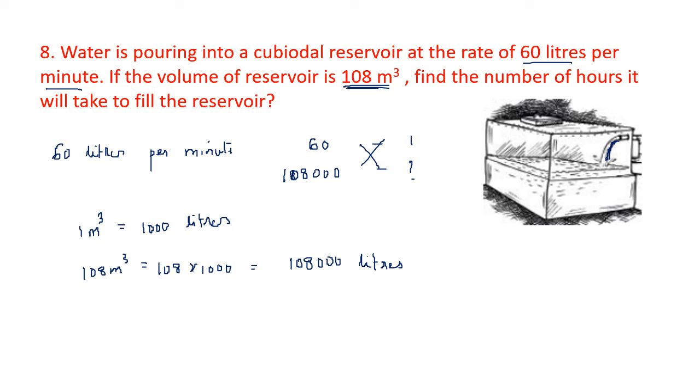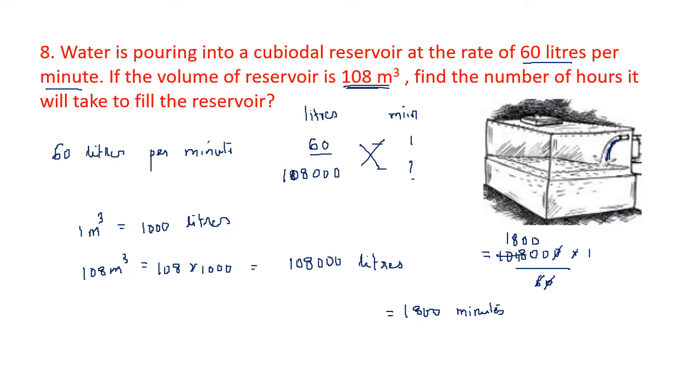So if you cross multiply, you will get 108,000 into 1 upon 60. 0 and 0 will get cut. 6 ones are 6, 6 eights are 48. So 1800 minutes, because we are comparing the minutes. We had 60 liters, this was liters, and this was minutes. So by comparing we got 1800 minutes.